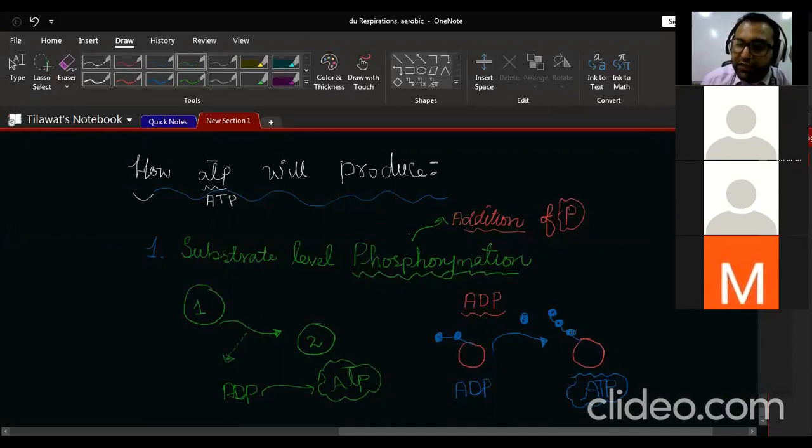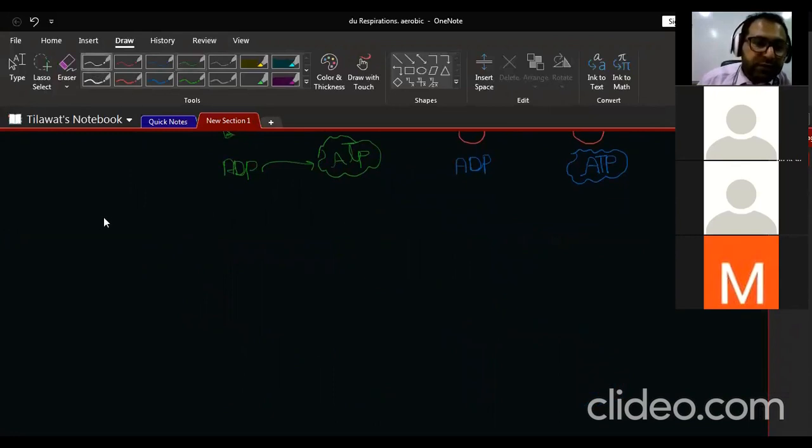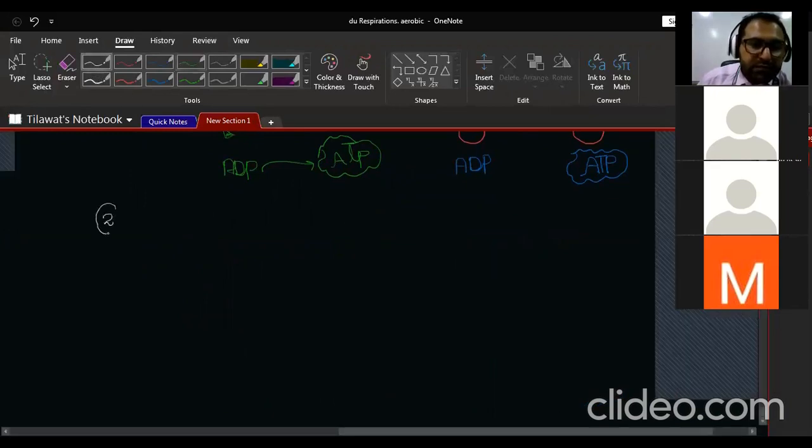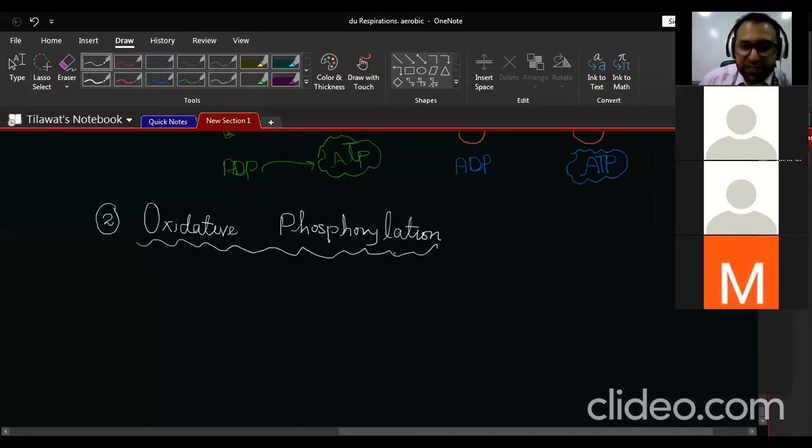While another one that we discussed, that was what? Please, anyone? Oxidative phosphorylation, correct. Oxidative phosphorylation means the addition of phosphate that happens because of a redox reaction.